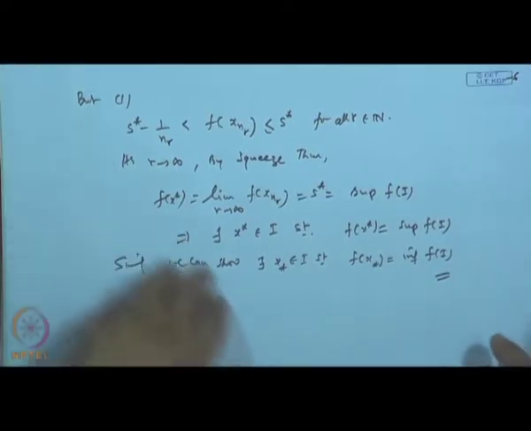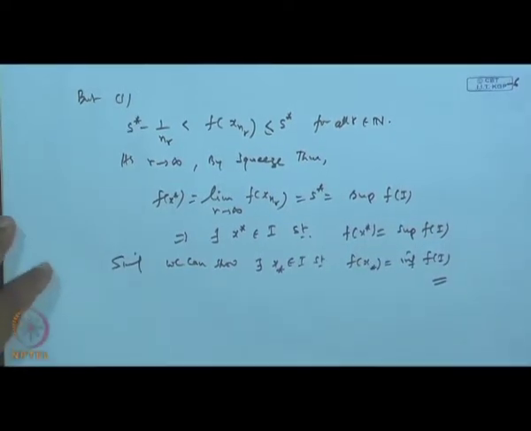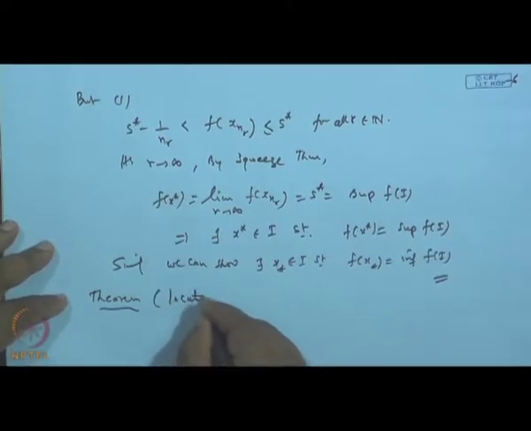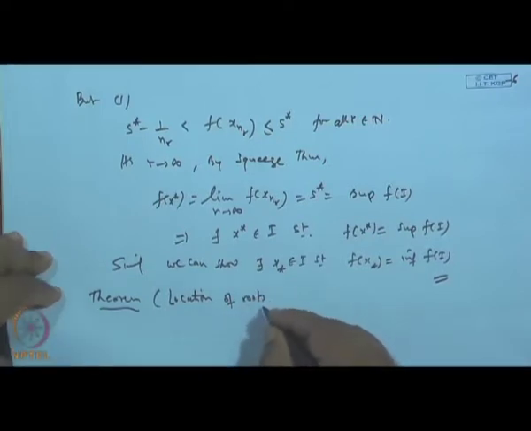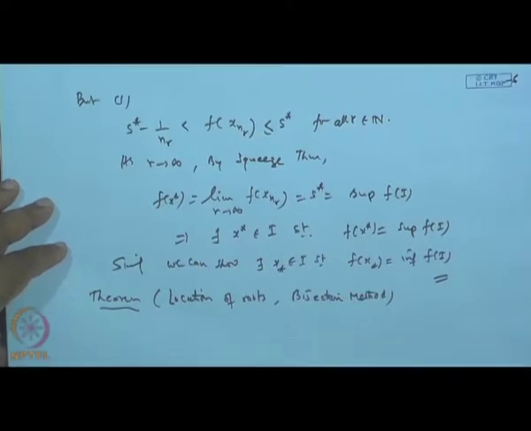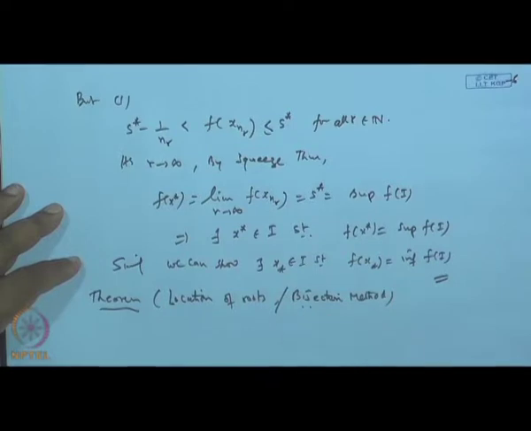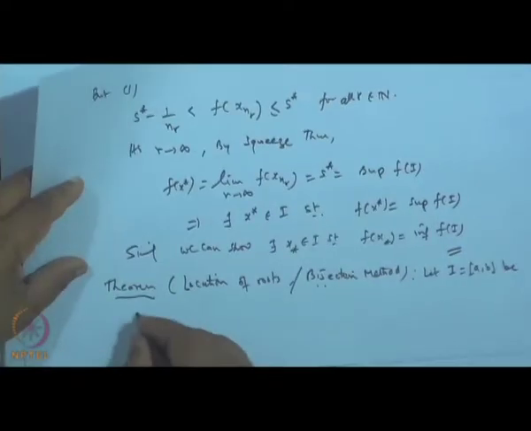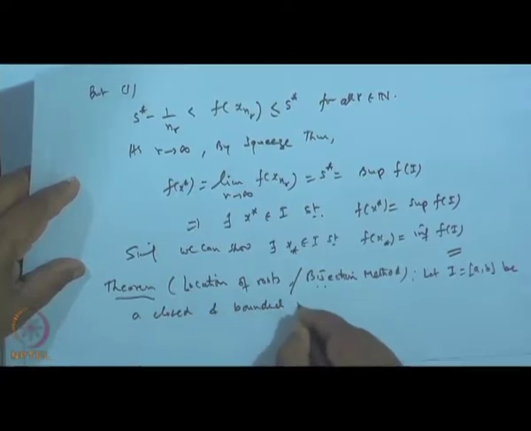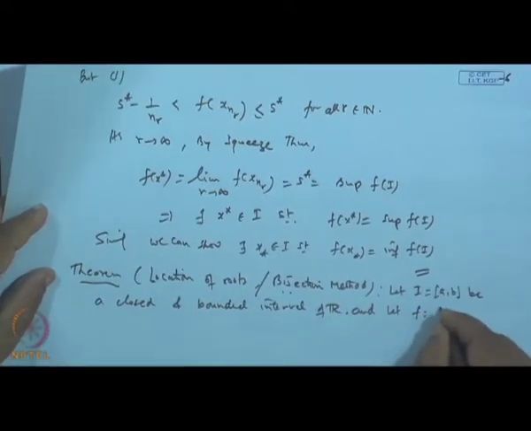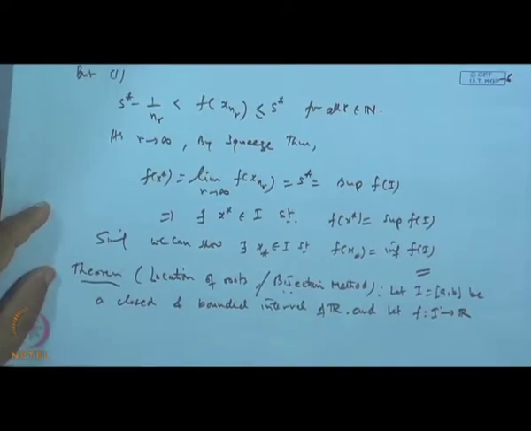Okay. So, this is another result. Now the next result is also interesting, that shows the location of roots. This is also known as the bisection method, the algorithm is known as the bisection method, so we are not touching it. What this result says is, let I be a closed and bounded interval of R, and let f be a mapping from I to R, continuous on I.